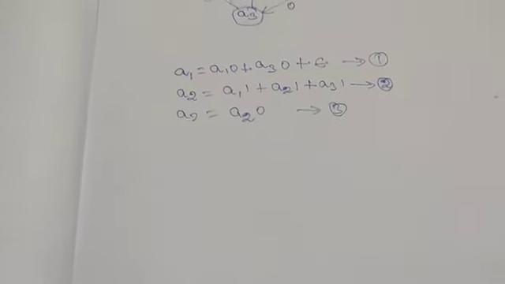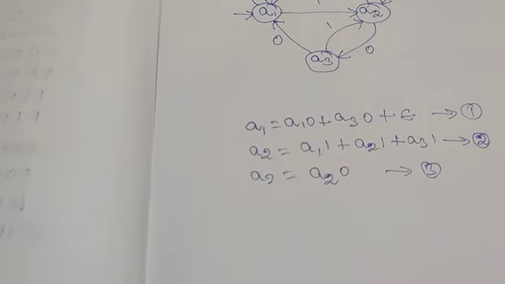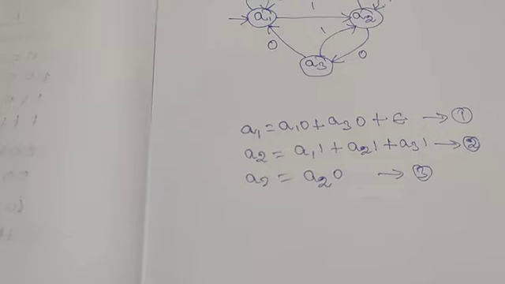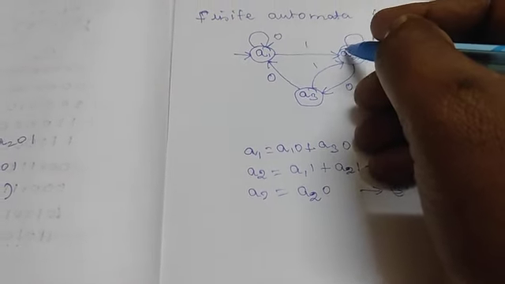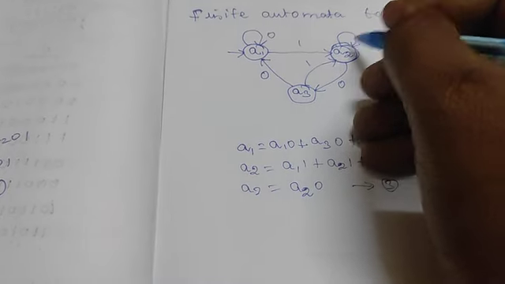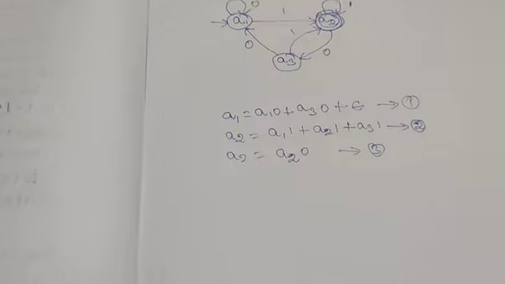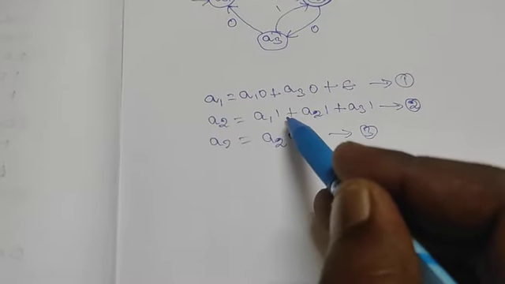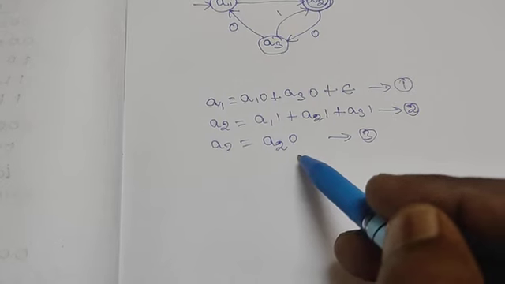Now, what is the final state here? The final state in this diagram is A2, so we'll mention A2 as the final state here. Now to compute A2, you require A1 and you require A3. So you have to compute both the states here.